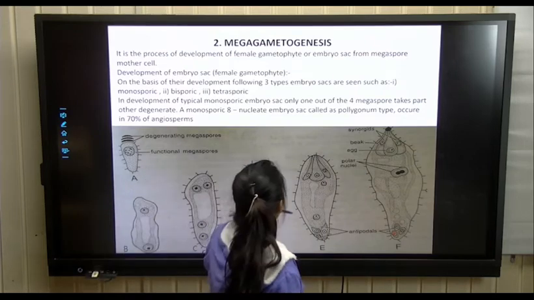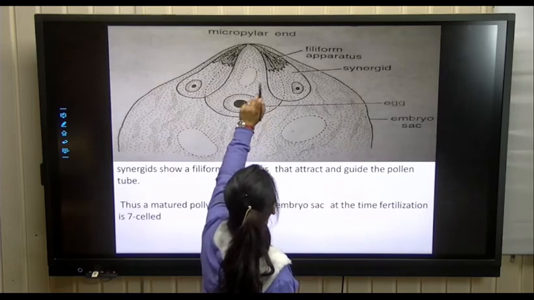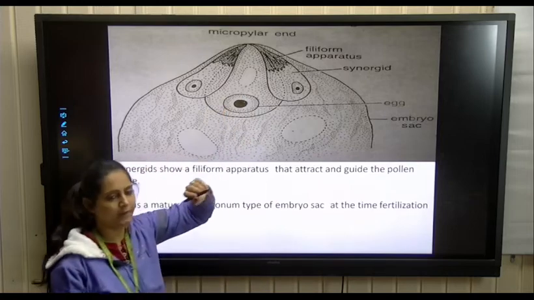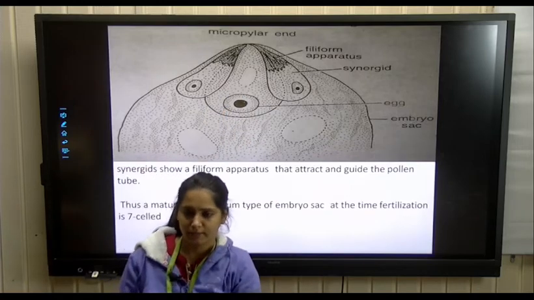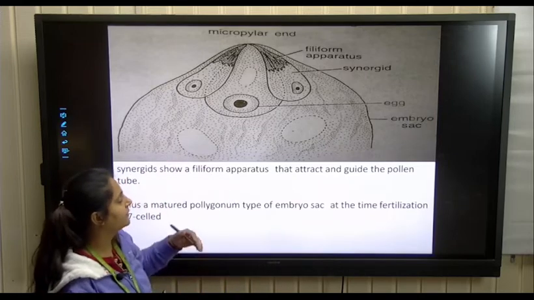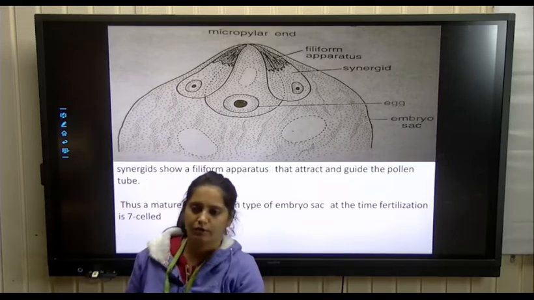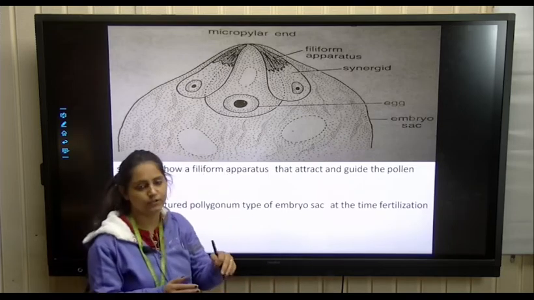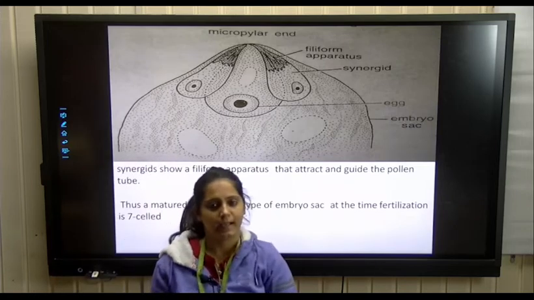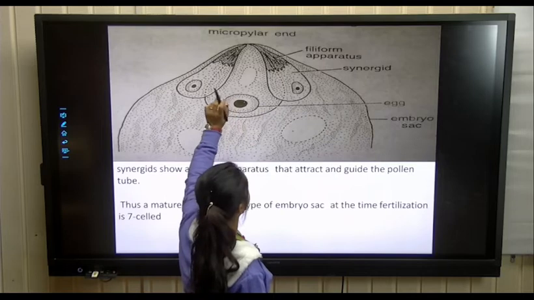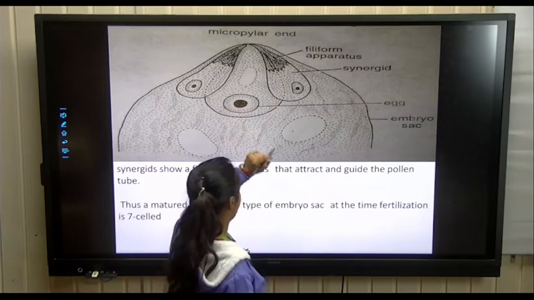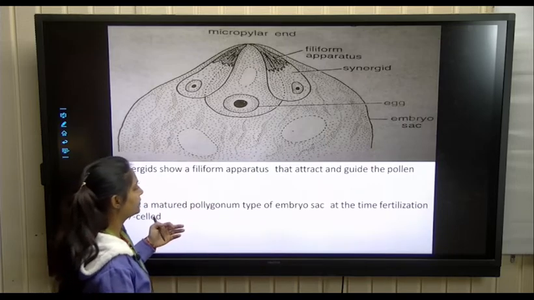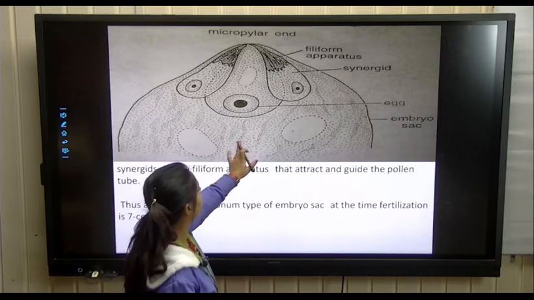There are two ends inside an embryo sac. These are the synergids, and there is another structure known as the filiform apparatus. The filiform apparatus is a thread-like structure that provides direction to the entering pollen tube inside the ovary, showing where it has to go and where it has to fuse with the egg. The egg cell is present between the synergids, and the synergids contain the filiform apparatus that attracts and guides the pollen tube towards the ovary.